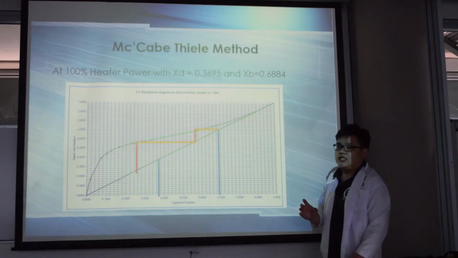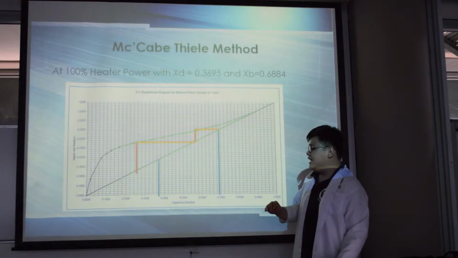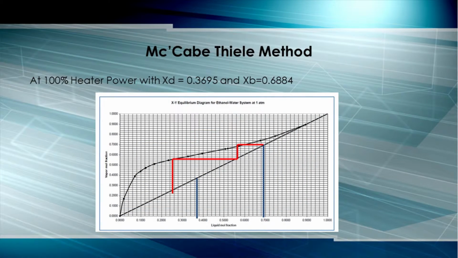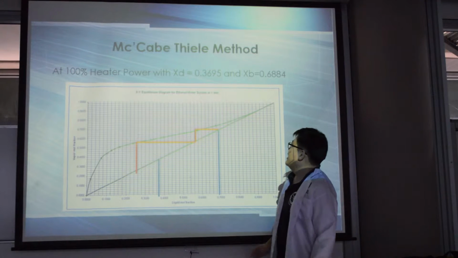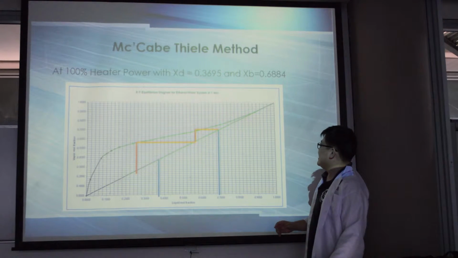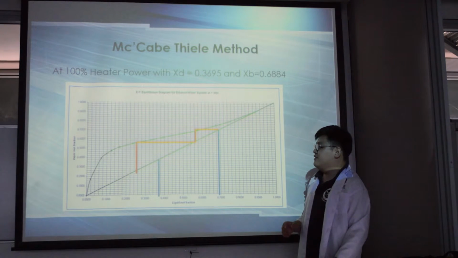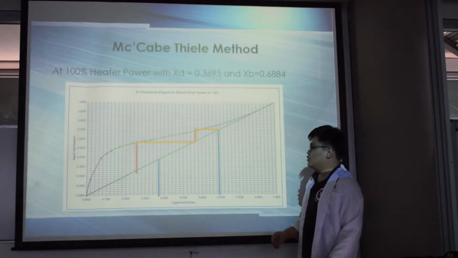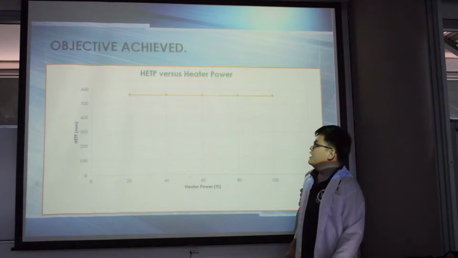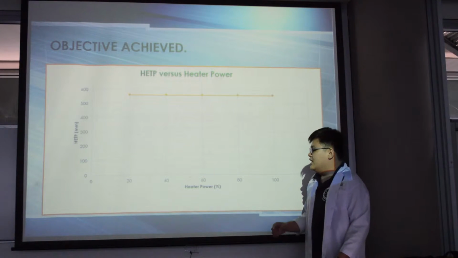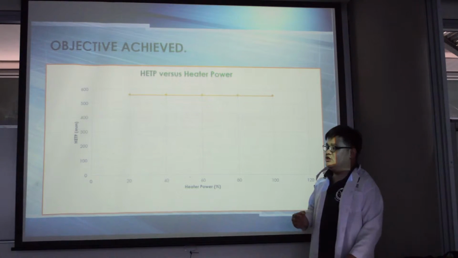For example, in a total reflux condition, the operating line is always on the 45-degree line. Now we use XD and XB from 100% heater power, where XD equals 0.3695 here, and XB equals 0.6884 here. So by using the McCabe method, we can see that at 100% heater power, the number of stages is 2. Now we will plot the HETP versus heater power graph. The result is that the heater power does not affect the HETP of the experiment.